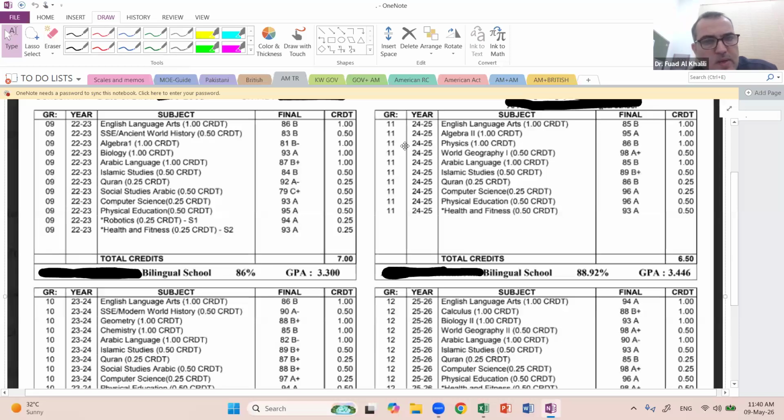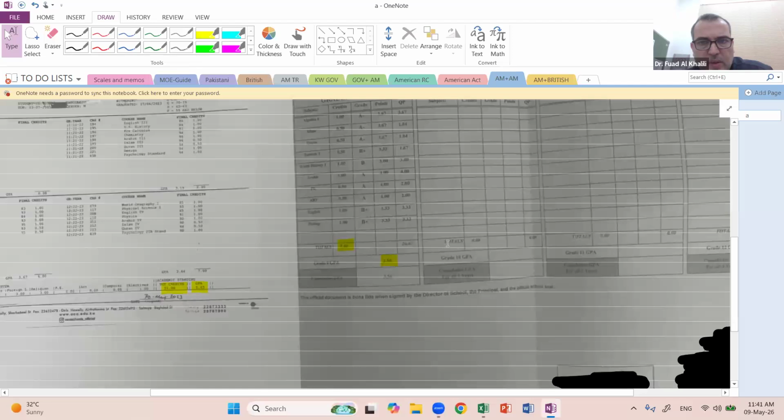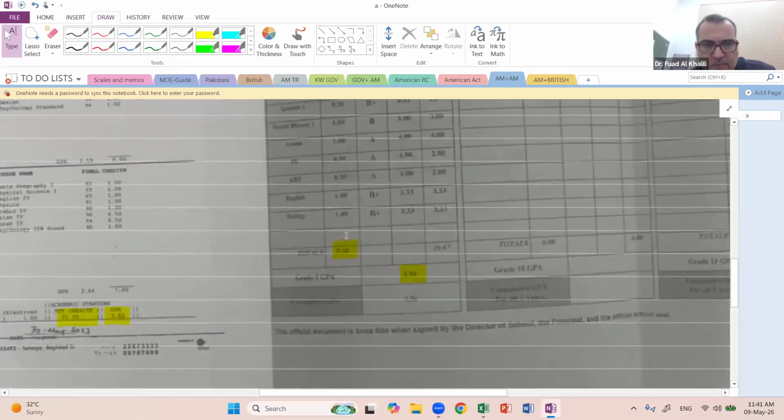But this was an American transcript. So what if we have American and another American, let's say a student who came from an American school and moved to another American school? I would just directly go to this. I think this one is not clear, I'll try to zoom it in.